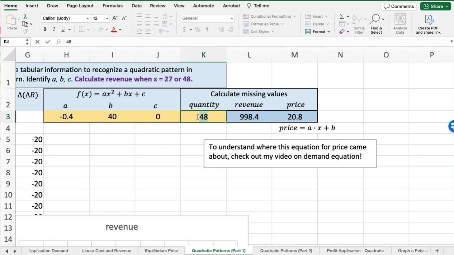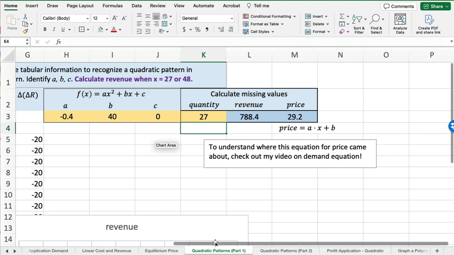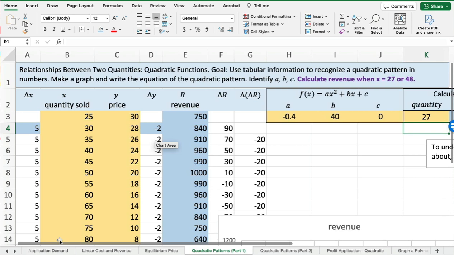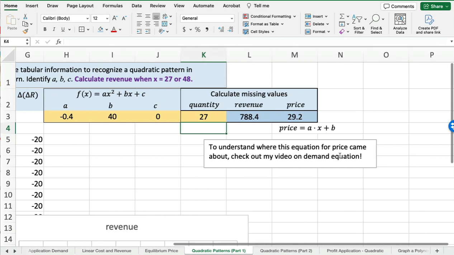Now I'm going to change this number to our 27 number first. So what is the revenue when x equals 27? The answer is 788.4. And if you just scroll over really quickly, 27 is just a little bit beyond 25. And when x was 25, our revenue was 750. So we do expect the revenue to be a little more than 750, and in fact it is.